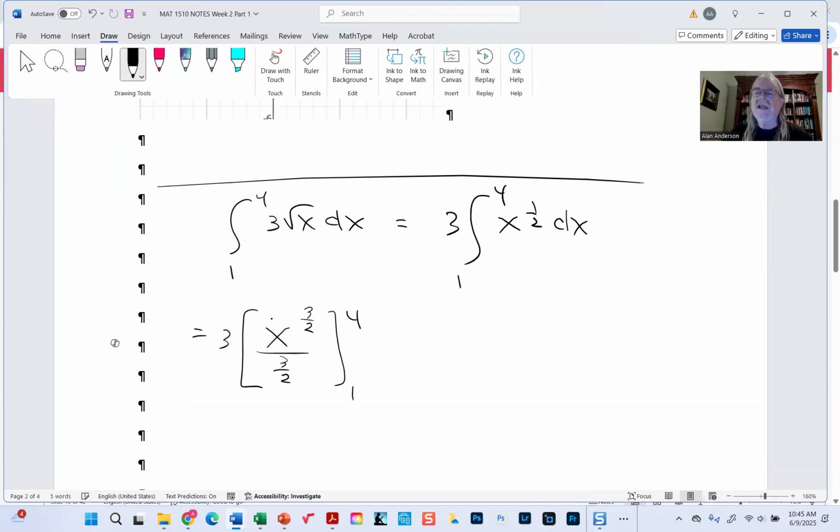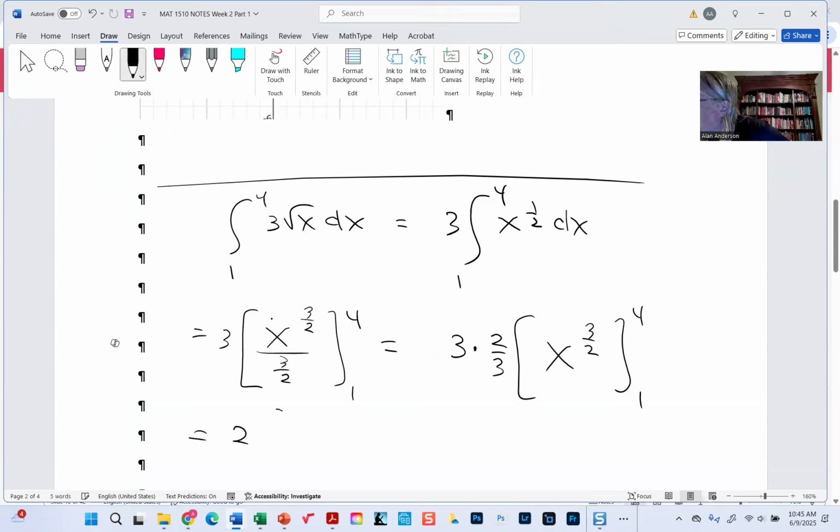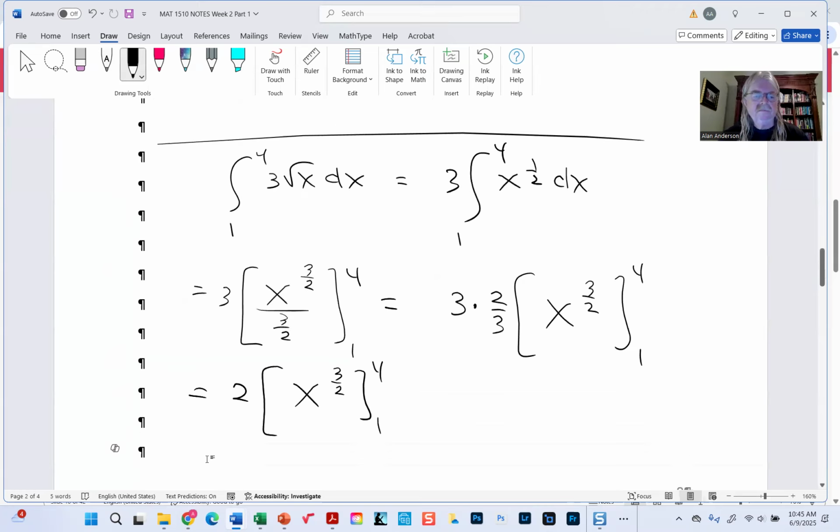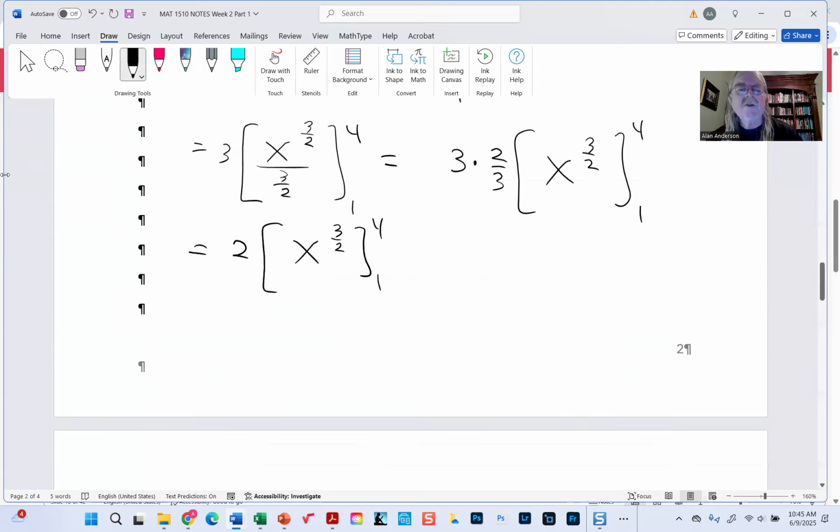Now, of course, divided by 3 halves is a constant clearly. So what I'm going to do is rewrite that as 3 times 2/3. Just simplify it a little bit. And that means we have 2. And now we can evaluate it. You're going to end up with 2 times x, 4 to the 3/2 power, minus 1 to the 3/2.